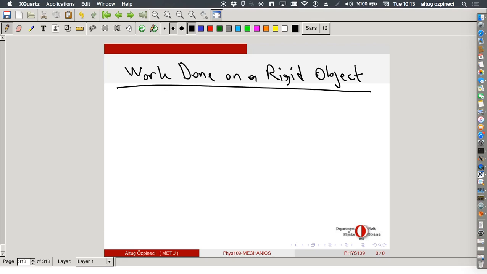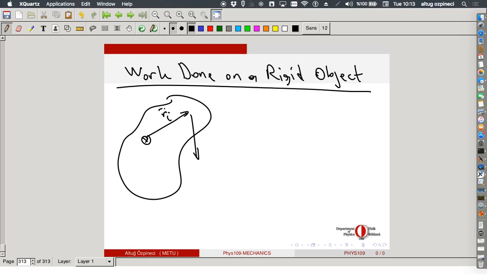Well, let's look at the work done on a rigid object. This is our rotation axis. We will assume it to be fixed. This is our rigid object. There can be all kinds of forces acting on it. Let's say this is at this point r_i. There will be a force F_i, and here we have another force F prime, F double prime, etc. There are all kinds of forces acting at different points. And of course the system will be creating some torque.